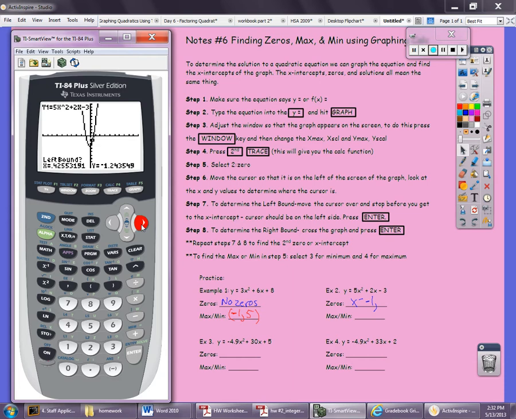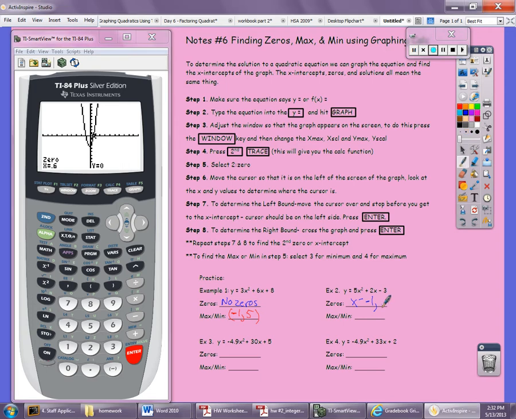This time the y value is negative because we're below it, so we hit enter. The right bound, we cross over the x-axis. Notice it went from negative to positive. We hit enter. Guess, we hit enter. We get our second 0 of 0.6. So 0.6. If you get an error statement where it says no sign change, the y value was either negative and negative or positive and positive. And then we can determine that, well, this has a minimum value.